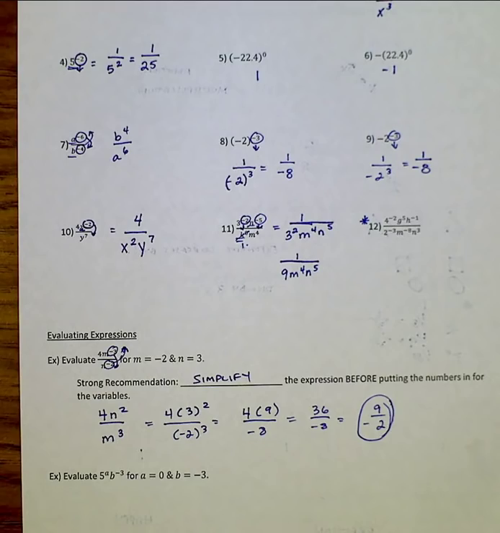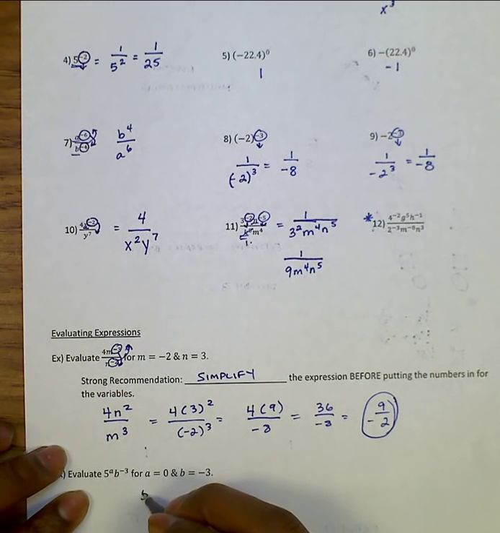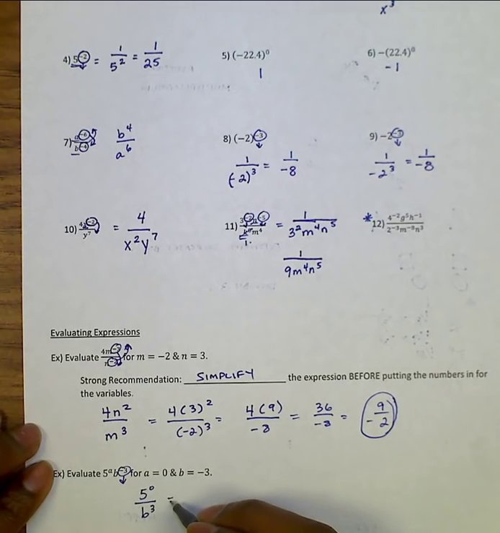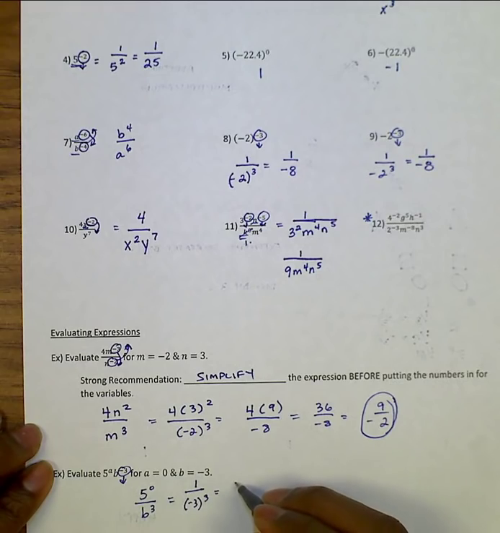Last problem here says evaluate 5 to the a power times b to the negative third. I'm going to plug in the values that they gave us. They told us that a was 0. I'm going to change this so I have it over b to the third. Okay, and so I have 5 to the 0, which is 1. b is negative 3 to the third, which gives me negative 27. 1 over negative 27 is our final answer.